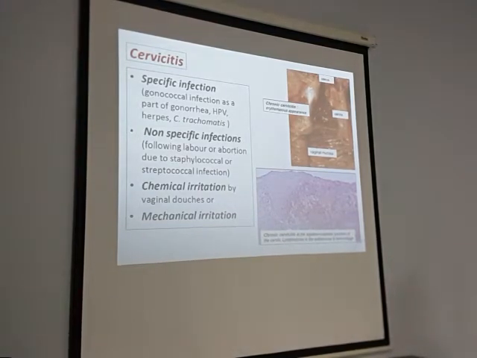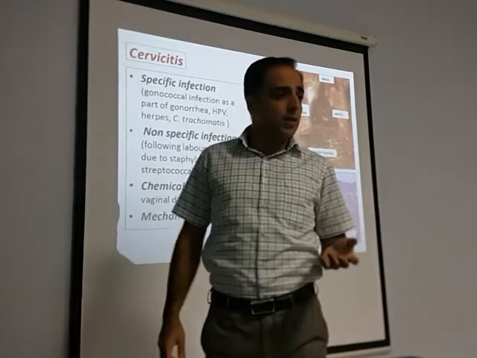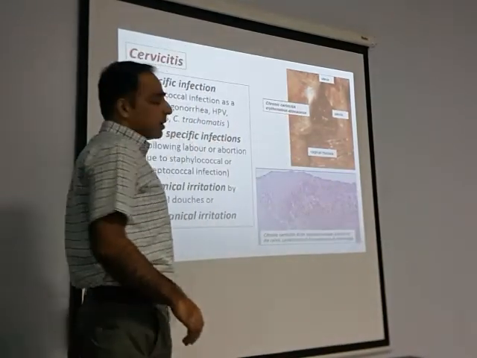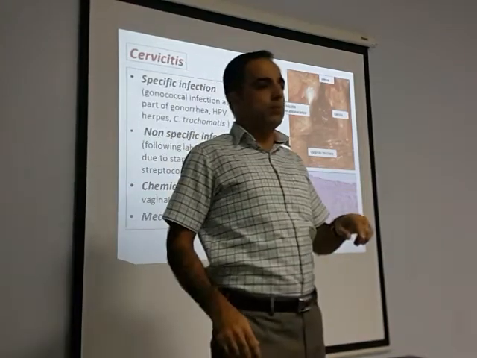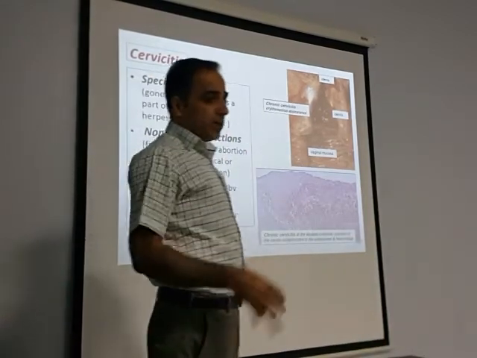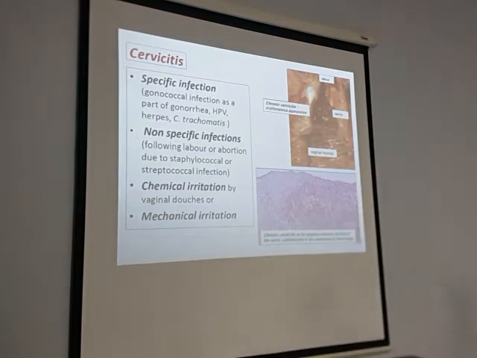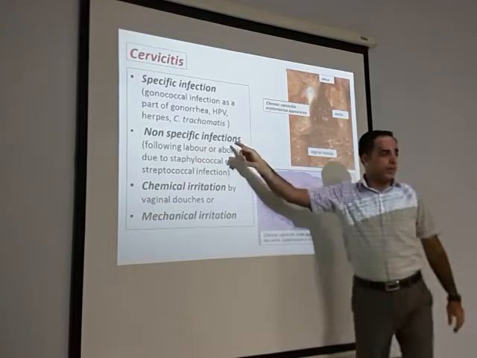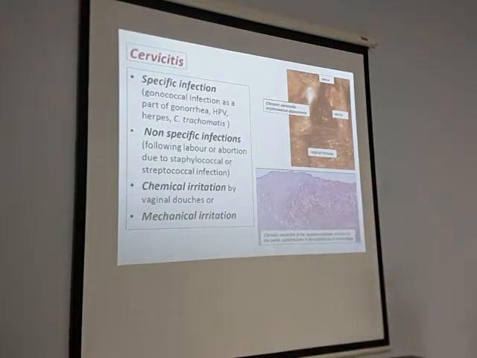Chronic cervicitis is caused by specific organisms, like the HPV, human papilloma virus, herpes, chlamydia, gonorrhea. Although some of these, like gonorrhea and chlamydia, can also cause acute cervicitis in some cases. So you can have specific infections where you can isolate the organisms, like HPV, herpes, and you have non-specific infection. Non-specific mainly refers to the acute one. Specific mainly refers to the chronic.